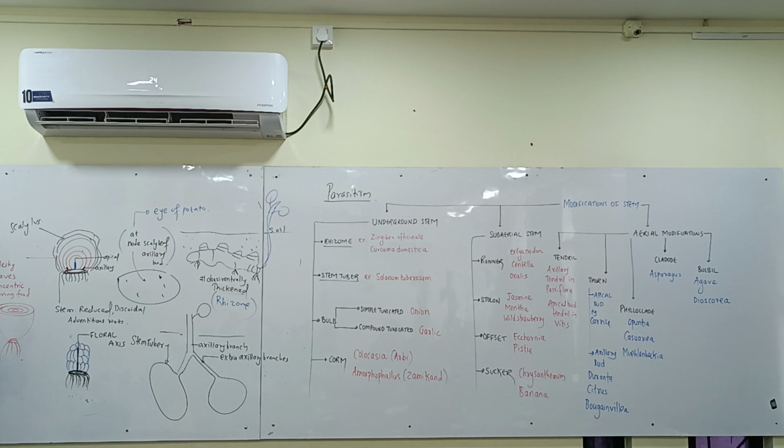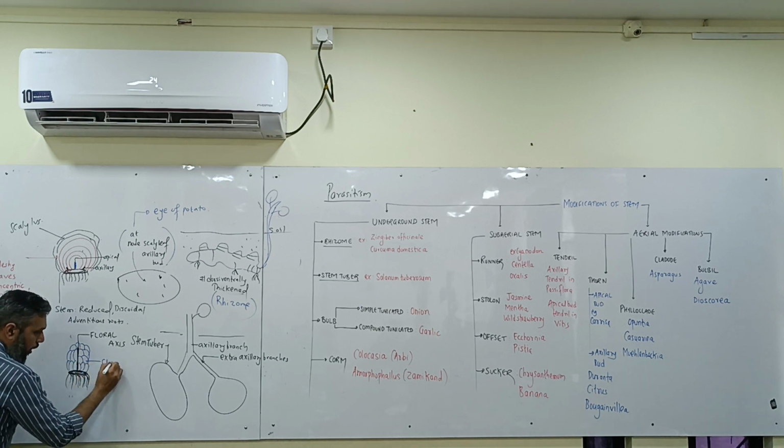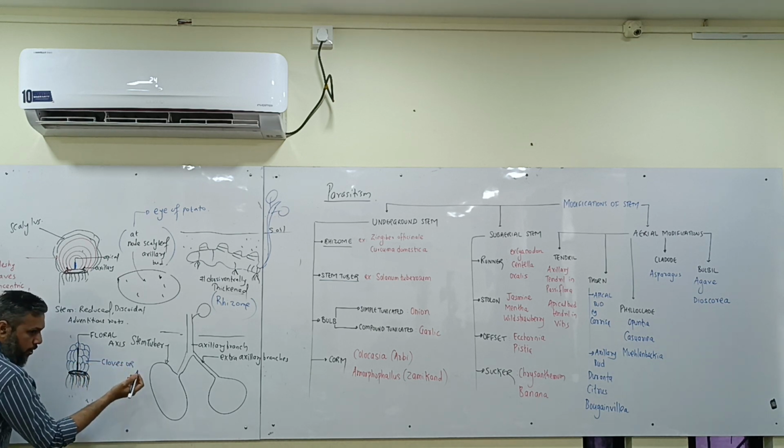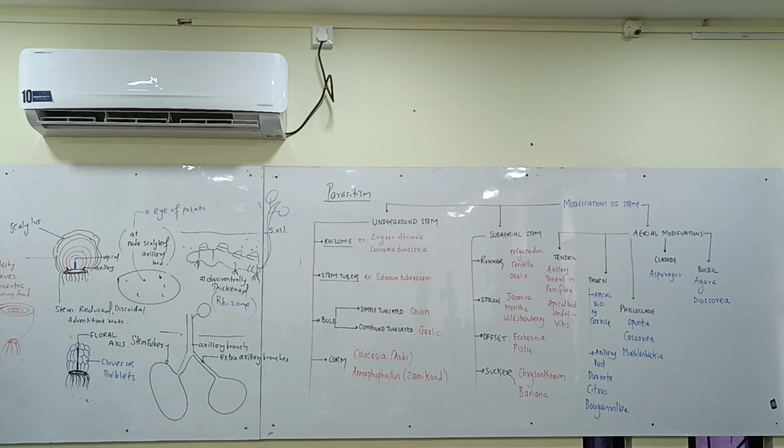Axillary buds, which have swollen due to storage of food, and they are called cloves, or they are called bulblets. So many bulblets will come together to form a bulb. So all these cloves or bulblets will come together to form a bulb. That is why it is called a compound bulb. In biology, the meaning of the word compound is when it is made up of multiple parts.